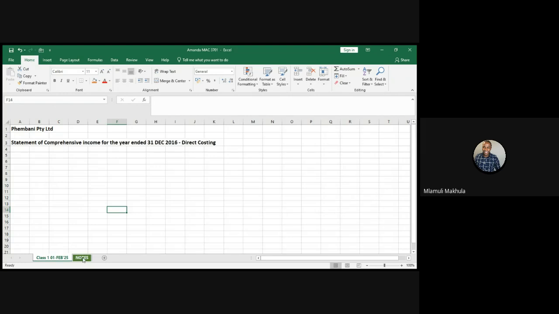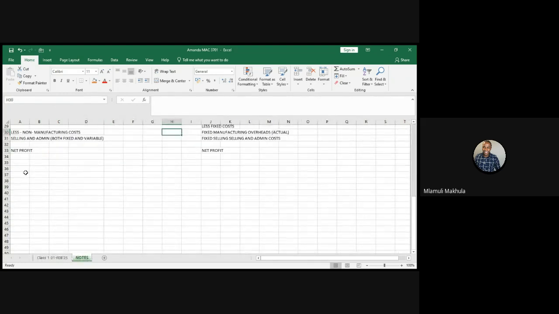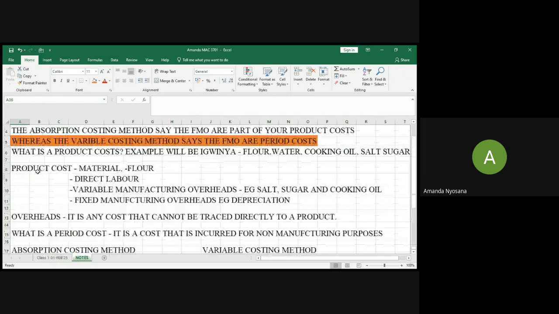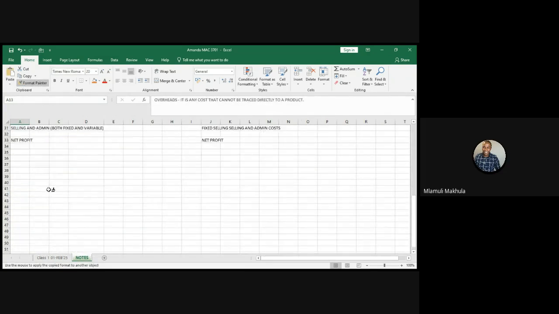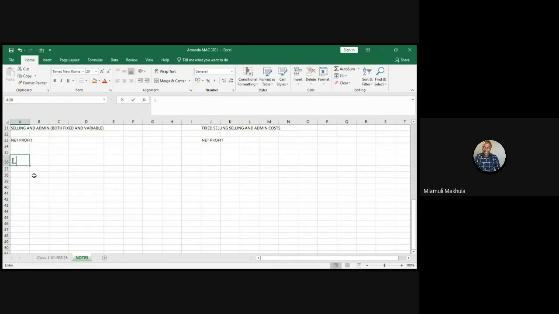Okay, so now I'm going to learning unit 6. I'm done with learning unit 5, just like that. In learning unit 6, we are talking about overheads. Yes, overhead allocation. Overhead allocation, that's learning unit 6. So can you see the topic?